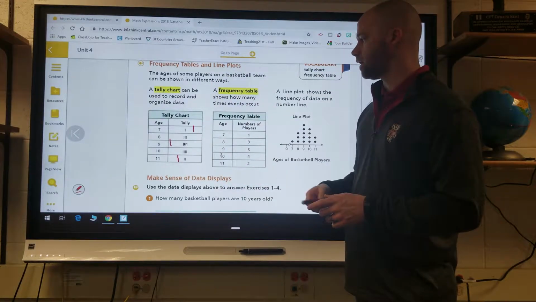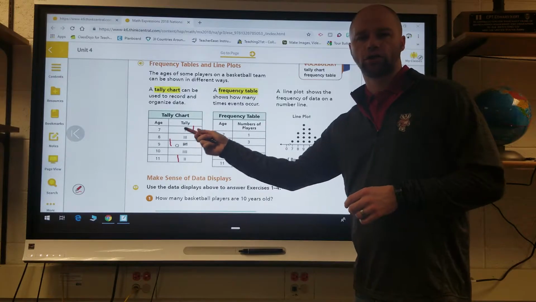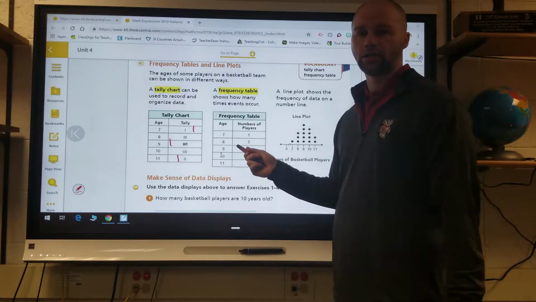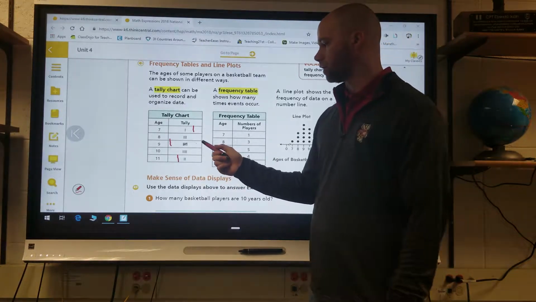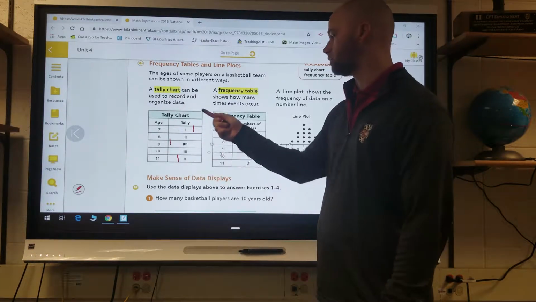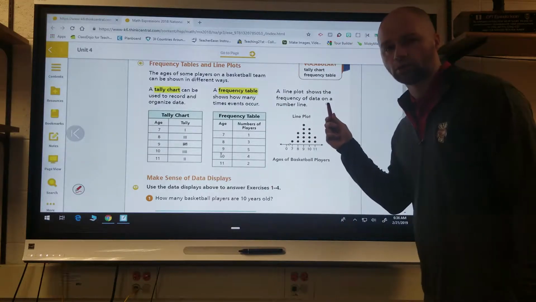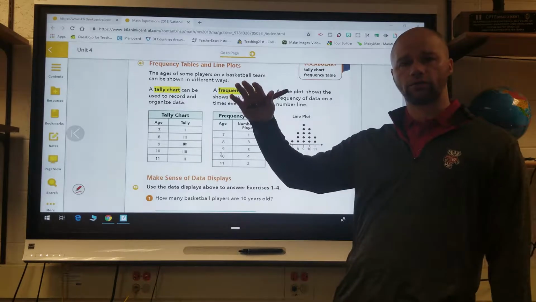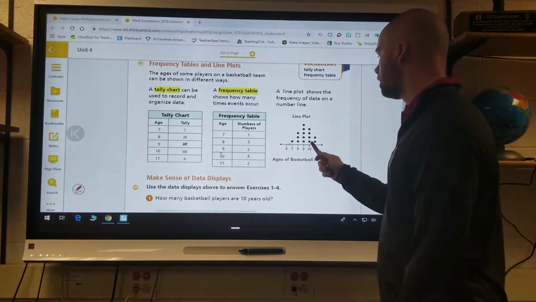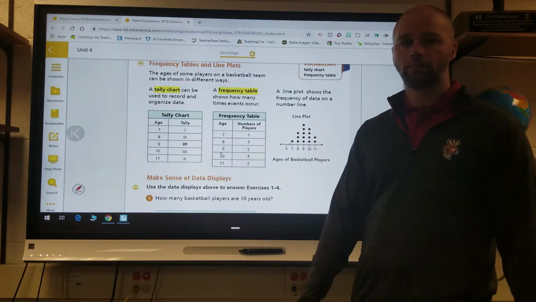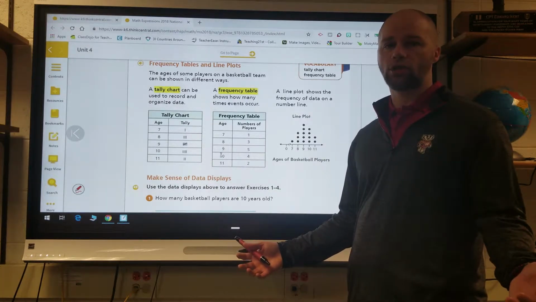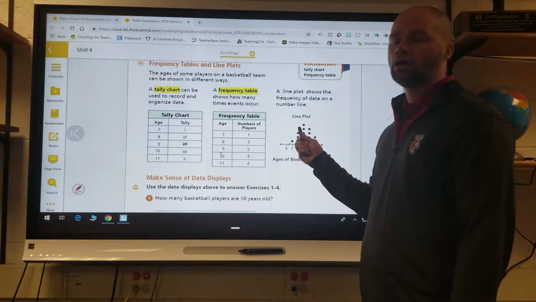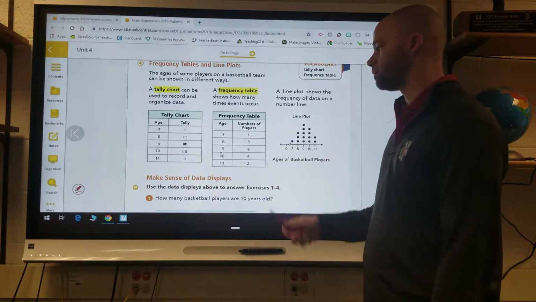And then a frequency table is just transferring that data. Just looking at the number 3 or the number 5 is a little bit easier than looking at 5 tallies or 3 tallies. Okay? And then when we go to a line plot, that just makes the eye focus on the one that is the highest. So right away, if I'm looking at my line plot and I just want to know which one happens the most often, in this case, my eye goes right to the tallest part of the line plot, which happens to be 9 years old.